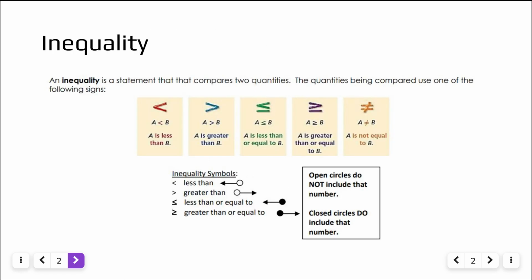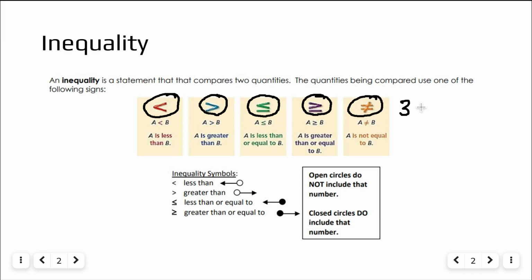Okay, so an inequality is just a statement that compares two quantities. The quantities being compared use one of the following signs. All of these four signs you should be very familiar with. We have the less than sign, the greater than sign, the less than or equal to sign, the greater than or equal to sign, or this technically is also an inequality, the fact that two numbers are not equal. So if you want to use the not equal to sign, you basically write something like 3 is not equal to 5. Okay, that's your use of the not equal sign.